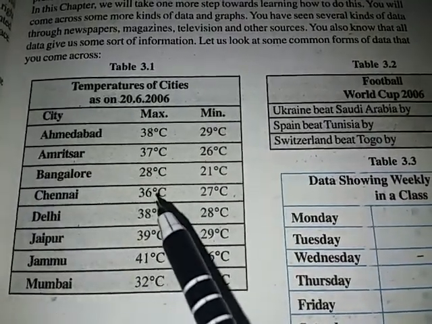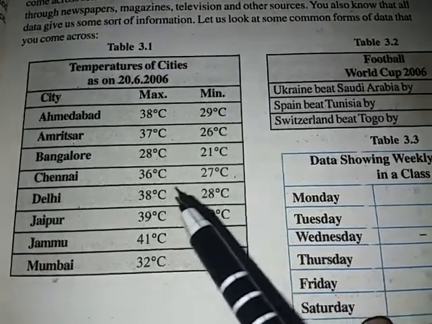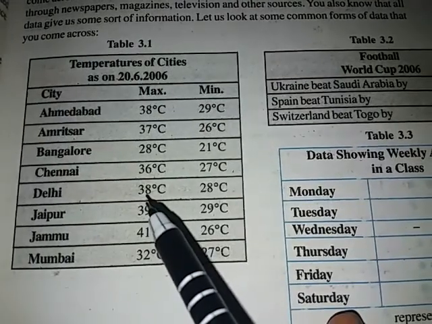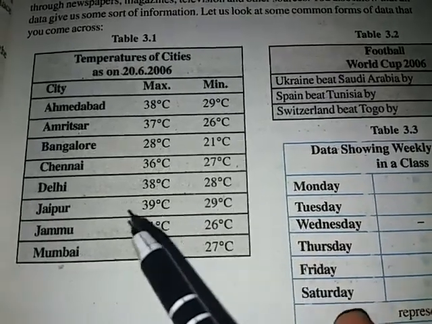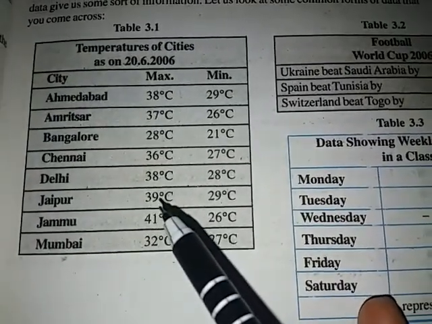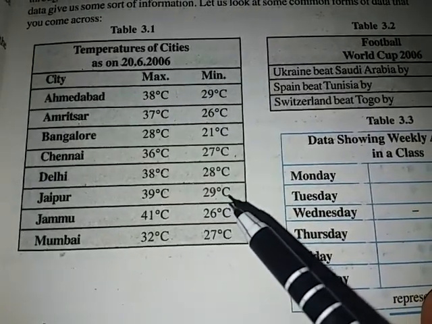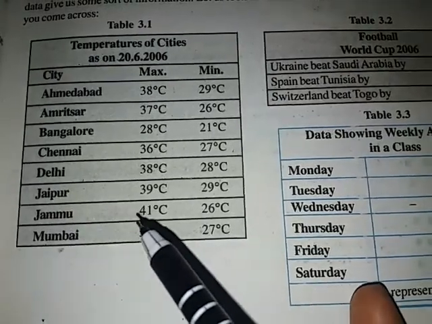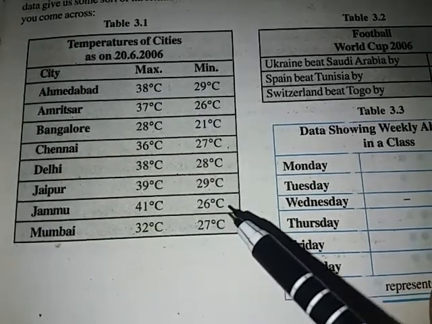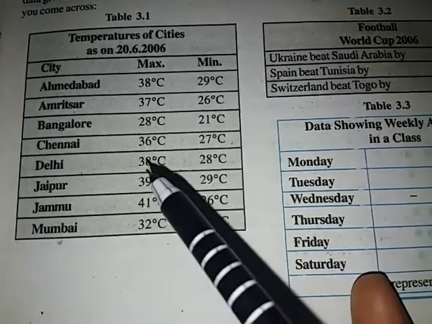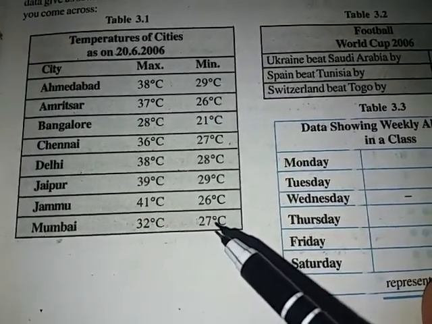In Chennai, maximum temperature 36 degrees Celsius and minimum temperature 27 degrees Celsius. In Delhi, maximum temperature is 38 degrees Celsius and minimum temperature 28 degrees Celsius. In Jaipur, maximum temperature is 39 degrees Celsius and minimum temperature 29 degrees Celsius. In Jammu, maximum temperature is 41 degrees Celsius and minimum temperature 26 degrees Celsius. In Mumbai, maximum temperature 32 degrees Celsius and minimum temperature is 27 degrees Celsius.